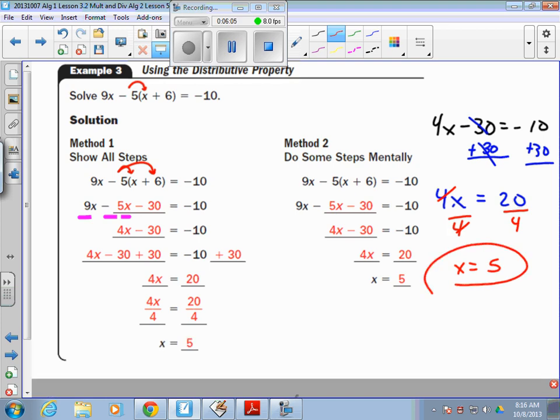Notice on method number 1, every single step shown. On method number 2, some steps are done mentally. Just look and see what's there. Adding 30 to both sides was done mentally. Just see where it compares from the left side to the right side. Adding 30 to both sides and dividing by 4 on both sides gives you x equals 5. There's some steps you can easily do mentally and save yourself a lot of steps.